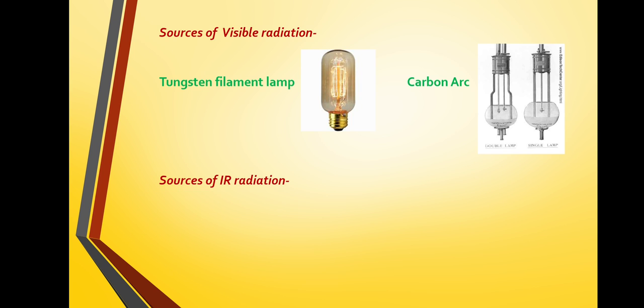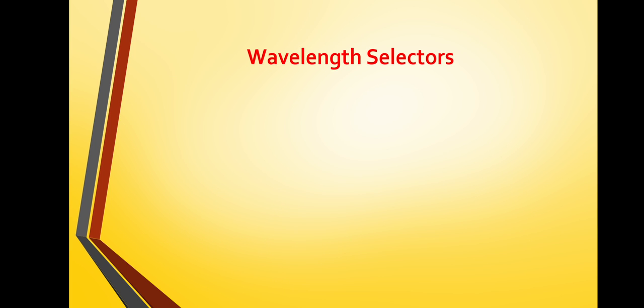The next is sources of IR radiation. The Nernst glower is used as a source of IR radiation in a spectrophotometer. Now we move towards the next component of the spectrophotometer, which is the wavelength selector.